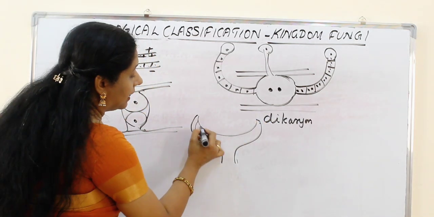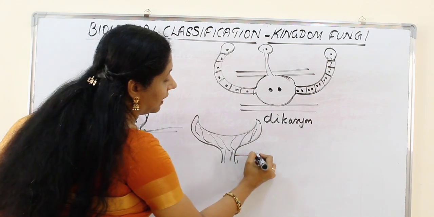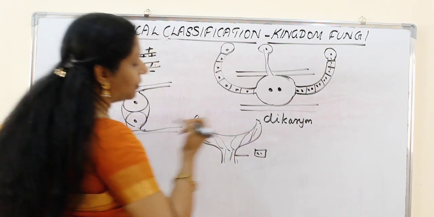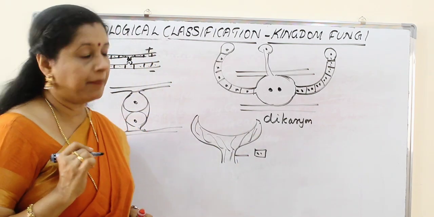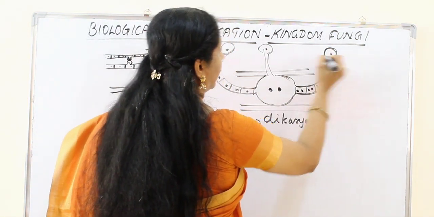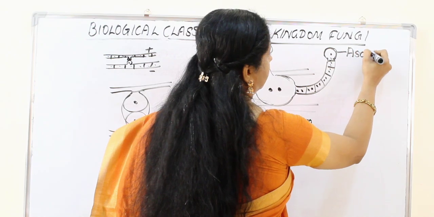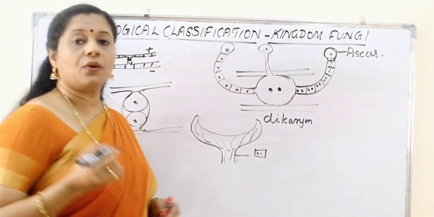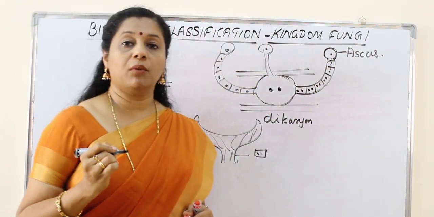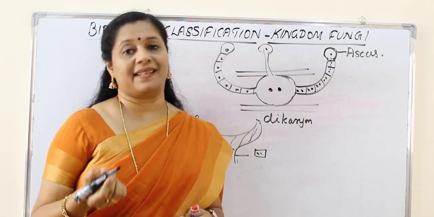This structure is entirely made up of hyphae. But what is the nature of the hyphae? All are having two nuclei, or dikaryon. Now the penultimate one, or the last one at the tip, will act as the ascus. So here the name of the fruiting body is ascus. That is why this fungus is named Ascomycetes.